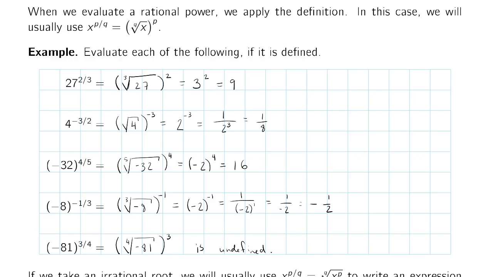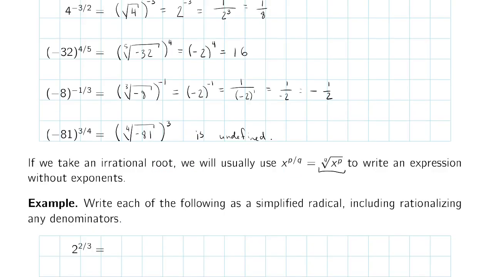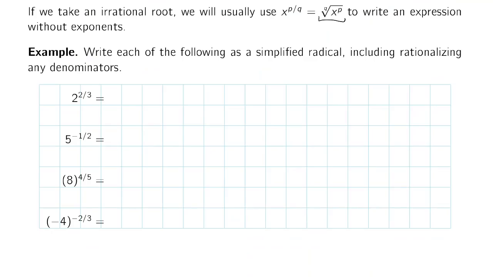So this is what happens when we evaluate a rational exponent where the result turns out to be rational, where we can actually take the roots. If the root involved is irrational, we'll use the second way of writing our rational exponent in terms of radicals to write an expression without exponents. So we have 2 to the 2/3.